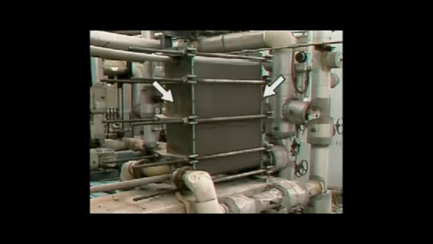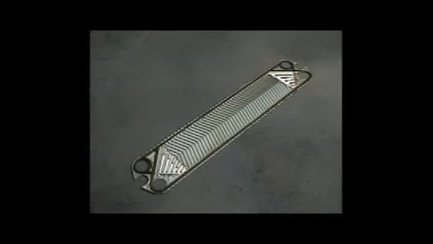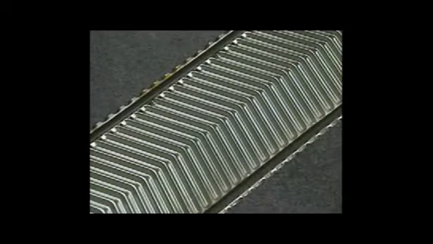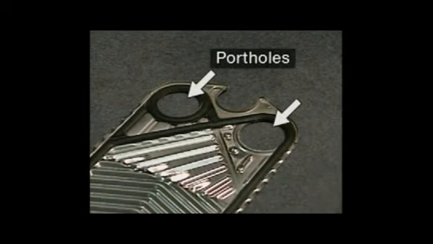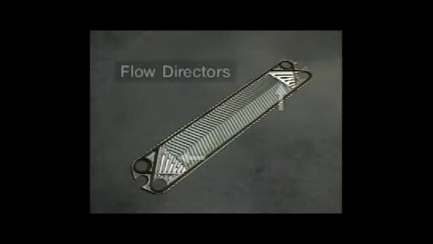The end plates are used to help support the other plates, and they hold the fluid inlets and outlets. The plates inside the heat exchanger have a corrugated or ridged surface. The ridges cause turbulence as the fluid passes over the plate. The turbulence helps increase the amount of heat that's transferred. The plate also has portholes. These portholes direct the flow of fluid between the plates. Near the portholes are flow directors that distribute the fluid evenly over the plates.